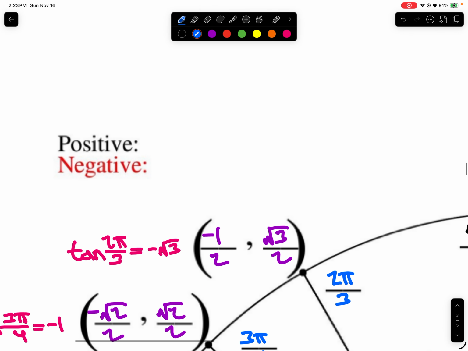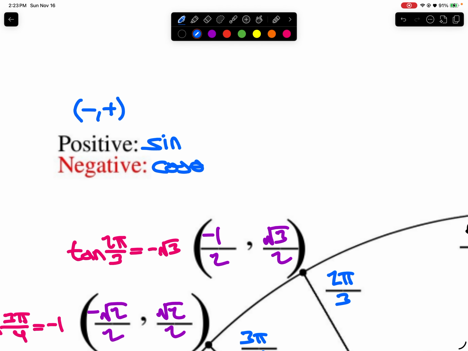And then in quadrant 2, we're going to have a negative, positive. So my x value is negative, which means cosine is negative. But in quadrant 2, my y value is positive, which means sine is positive. And if I do my tangent, my y over my x, I have a positive over a negative. So tangent is also negative.